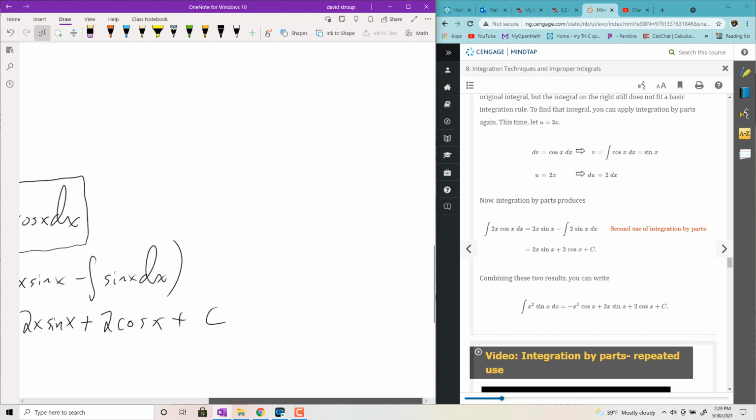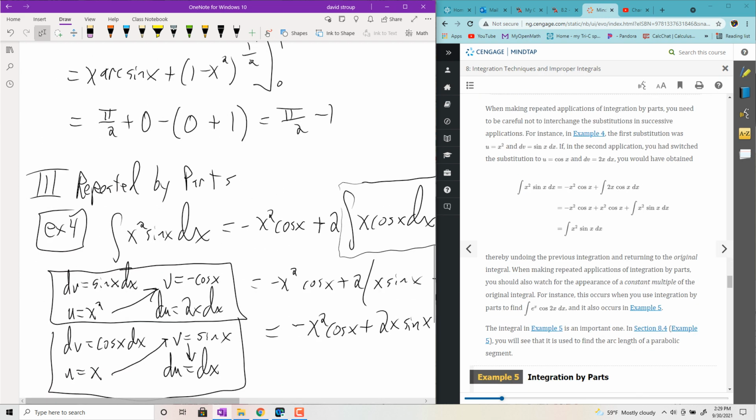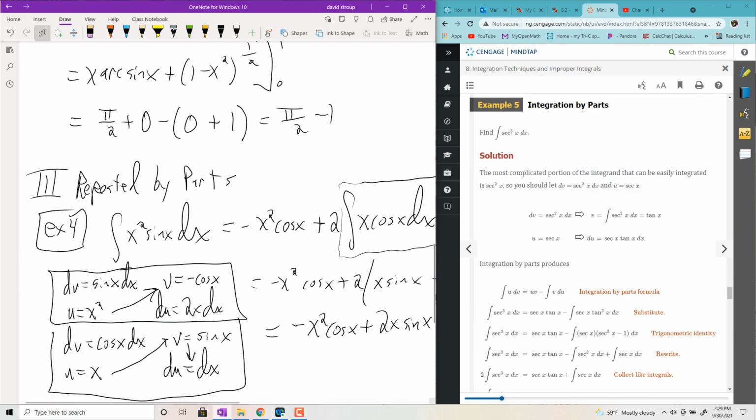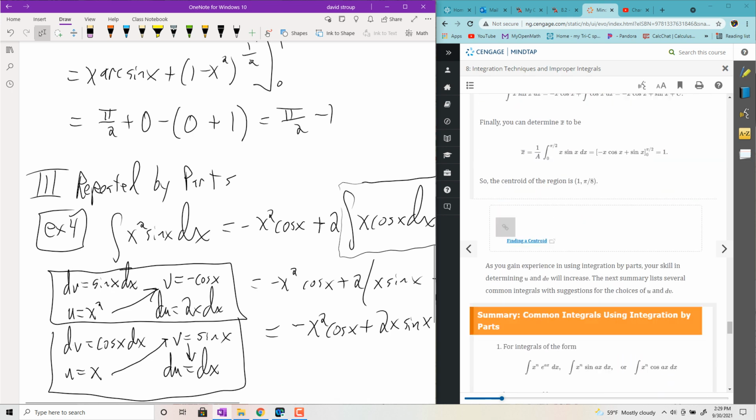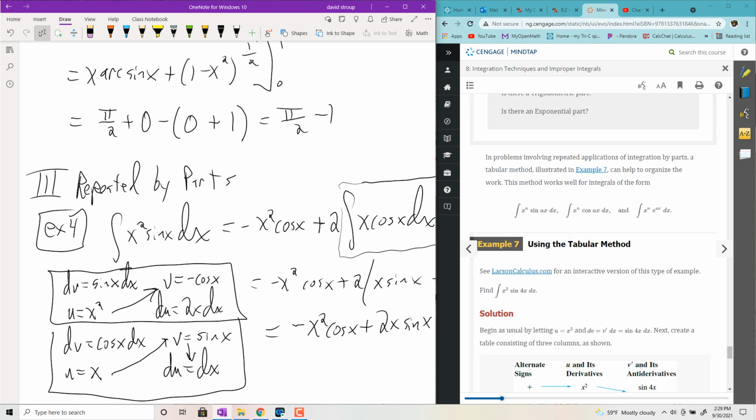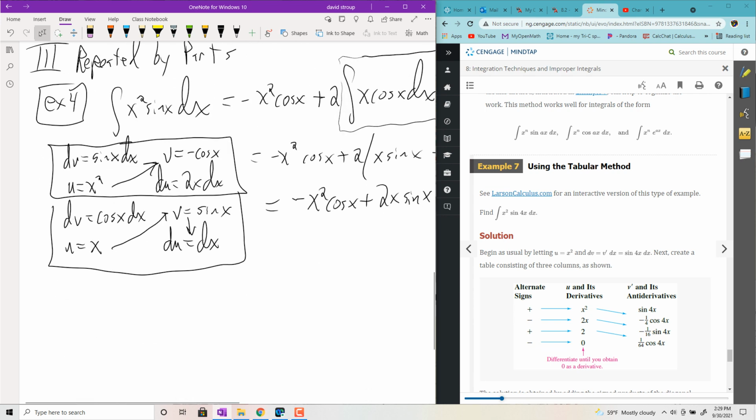You can do that. If you get a really nasty one, you could do something called the tabular method, okay, which is kind of clever. So for instance, we could do the same integral doing the tabular method. I don't advise doing the tabular method because you always kind of forget it after a while. But anyways, the way it goes is you do a column of alternating signs. Okay, you start with plus, minus, plus, minus. Then you do a column of u and its derivatives.